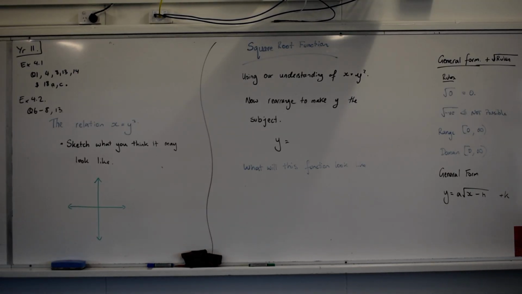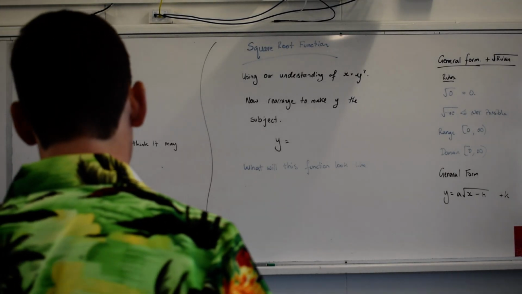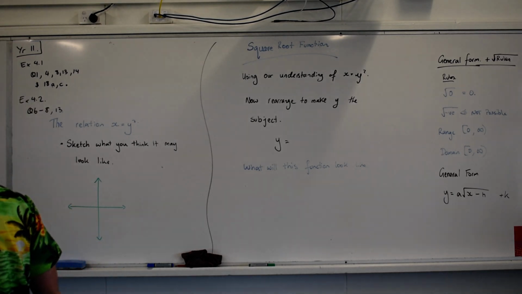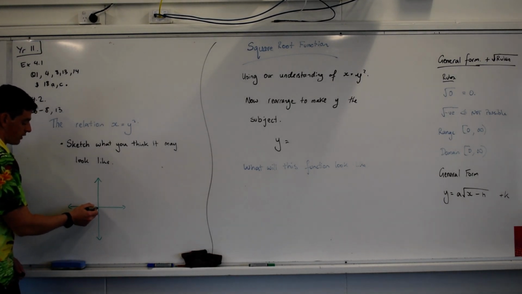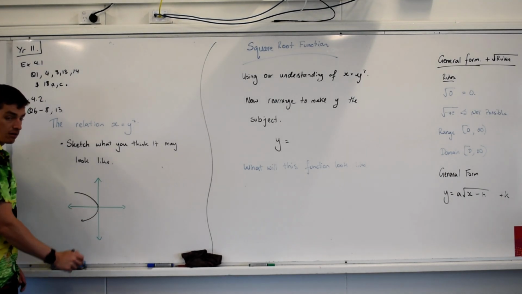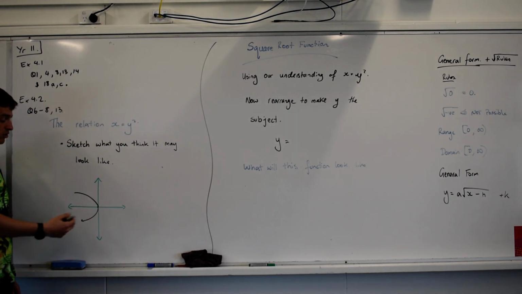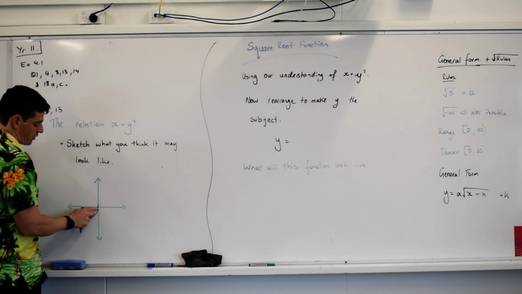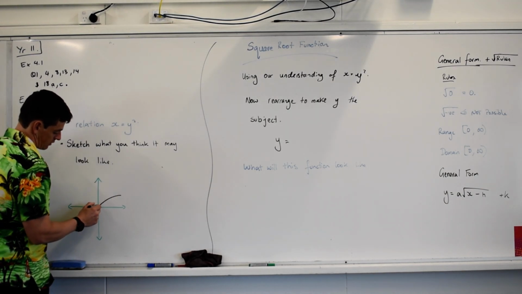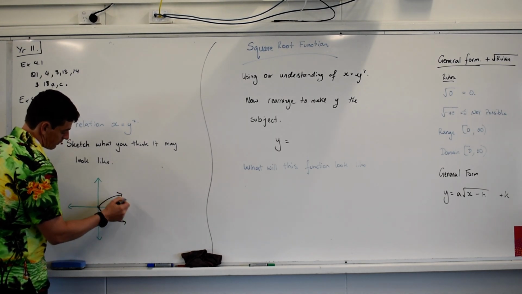So now let's look at the relation x equals y squared. What do you think that might look like? Simon's parabola, like that then. Oh, other side, why the other side? Positive, very good. So I would expect it to look like this, correct? Do we have something like that?